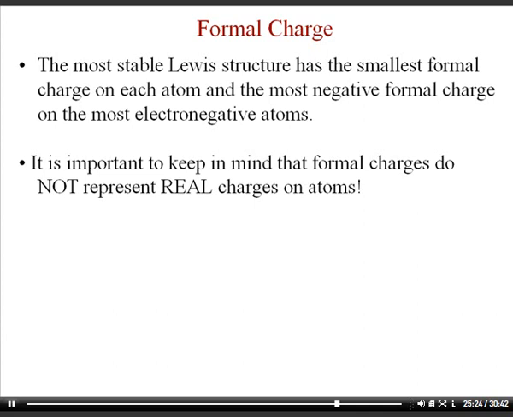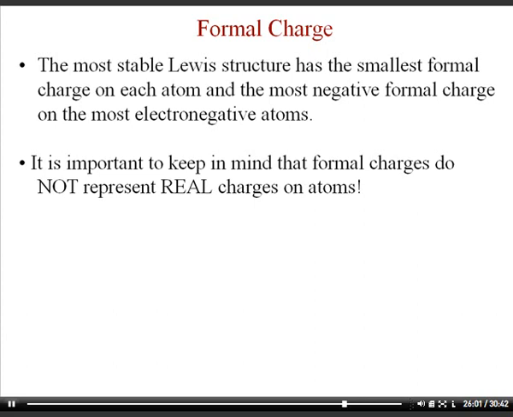And so if you have an option, let's say, of fluorine in a molecule having a -1 formal charge or a +1 formal charge, well, fluorine being very electronegative is most likely going to have a negative formal charge. And if you have an option of a molecule having, let's say, a formal charge of +1 and -1 on 2 elements, or 0 formal charge on one and 0 formal charge on the other, you're probably going to have the more stable Lewis structure being the one with no formal charge on everybody, as opposed to +1 on somebody and -1 on another.